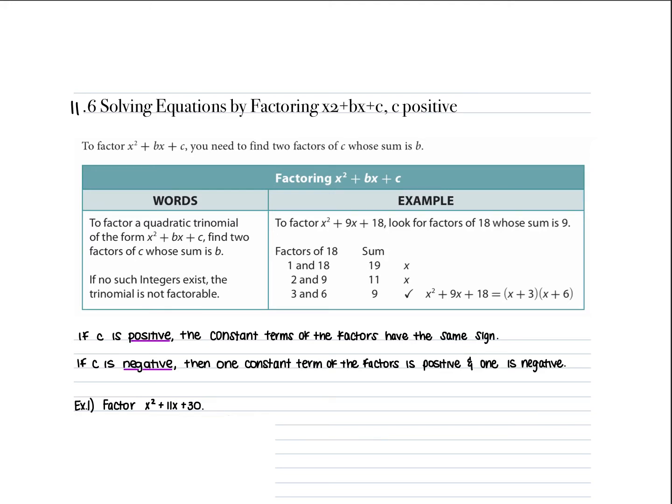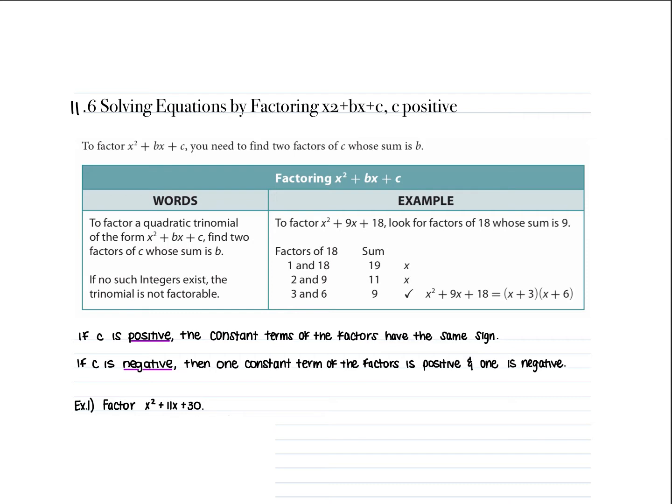11.6 goes over solving equations by factoring in the form of x squared plus bx plus c, where your c term is positive. So we're first going to start just by factoring these. You want to remember that if your c term is positive, that means that your two factors that multiply to be that term have to have the same sign.